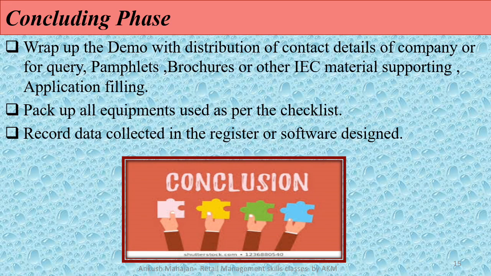Now the third phase is concluding phase. Concluding phase is the wrap up phase. Wrap up the demo with the distribution of contact details of the company for any query related to the product. IEC material generally includes pamphlets, brochures, or other materials, and application filling for getting data about the audience, potential customers. So pack up all the equipment used as per the checklist, record data collected on the register or software designed for this purpose. So this is the concluding phase.